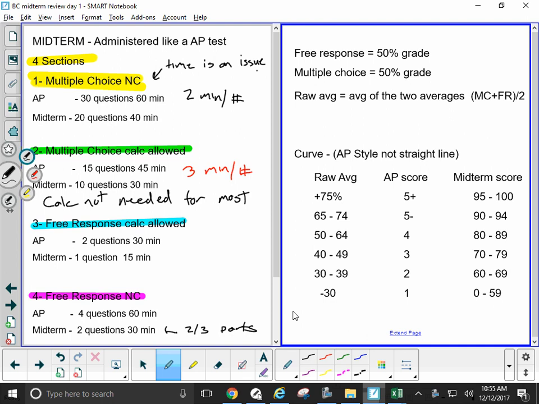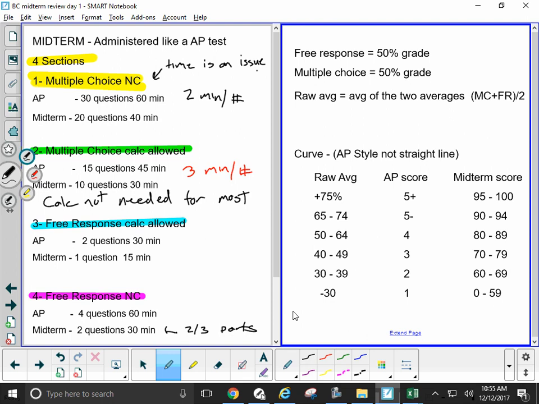So you're going to be familiar with the BC test structure when you are taking this midterm. Okay, there are 4 sections on the AP exam, the AB or the BC calculus exam. The first section is multiple choice without a calculator. Second section is multiple choice with a calculator. Third section is free response with a calculator. And the fourth section is free response without a calculator.